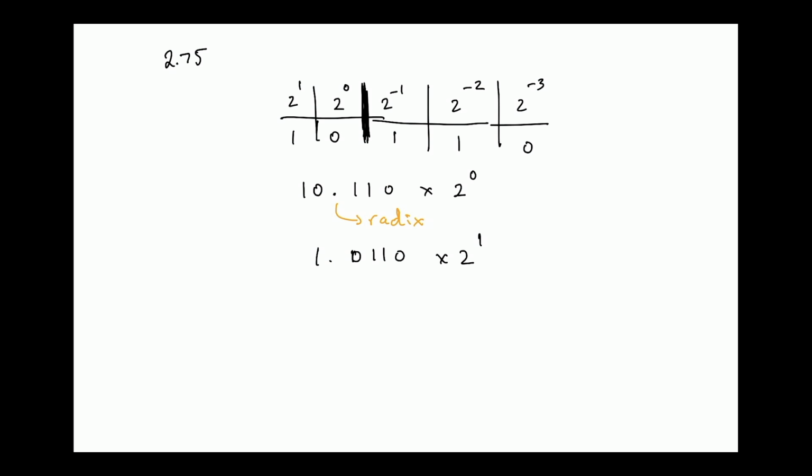Okay, so several things. By changing it from this form, 10.110 times 2 to the 0, to the second form, I have made it conform to our rule that thou shalt have exactly one thing before the radix. Okay, so we buy that.